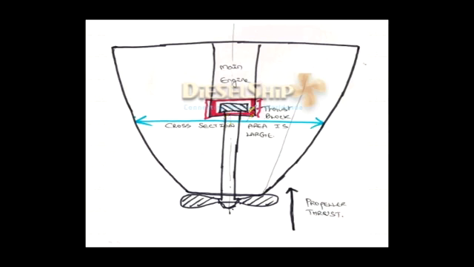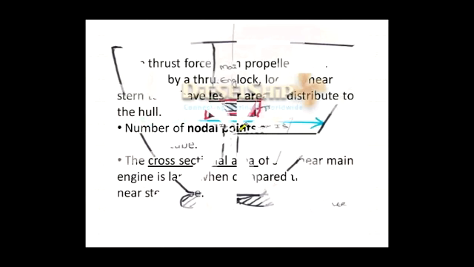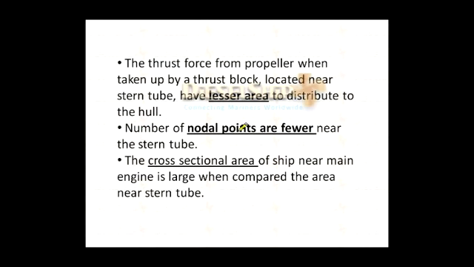Let's see the next picture. When I place the thrust block near the main engine, the cross-sectional area is comparatively larger for the propeller thrust to act on, and it doesn't require any additional stiffening member as the thrust block forms an integral part of the bed plate itself. So the thrust force from the propeller, when taken up by the thrust block located near the stern tube, has lesser area to distribute to the hull, and the number of nodal points is fewer near the stern tube.